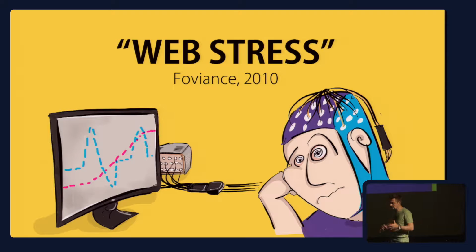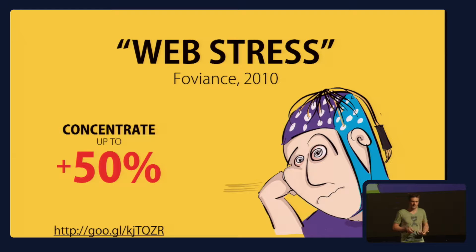The research involved EEG, electroencephalography, and some video recording techniques. The core of the experiment was that there were two groups of participants. One had to finish an online transaction on a normal internet connection, 5 megabits, and the second group had to finish exactly the same transaction on a slowed down connection, 2 megabits. The result of this research revealed that those on the slow connection had to concentrate up to 50% more in order to finish exactly the same online transaction.